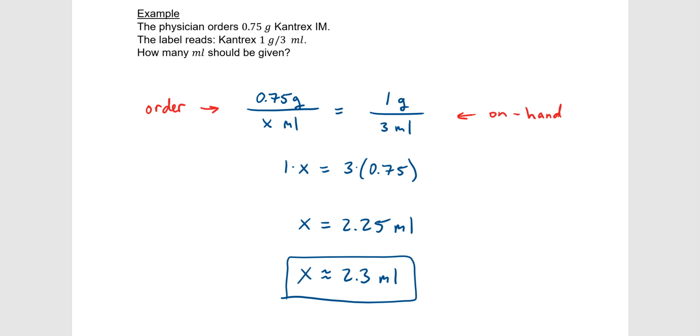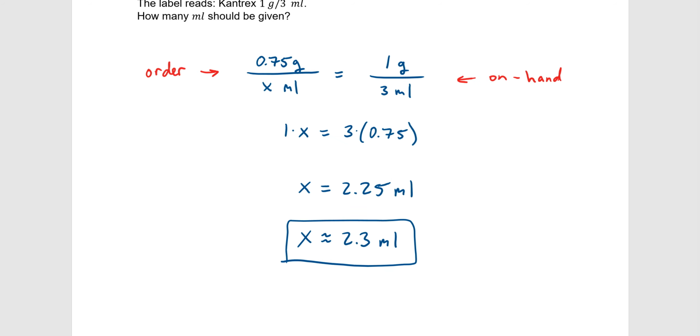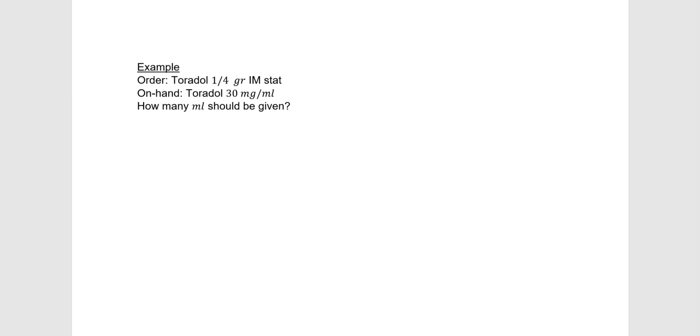So cross multiplying here, we get 1 times X equals 3 times 0.75. And that's going to give us X equals 2.25. And rounding this to the nearest tenth, we get X is 2.3 milliliters. Okay, so pretty simple, pretty similar to what we've been doing. So let's do another one here.